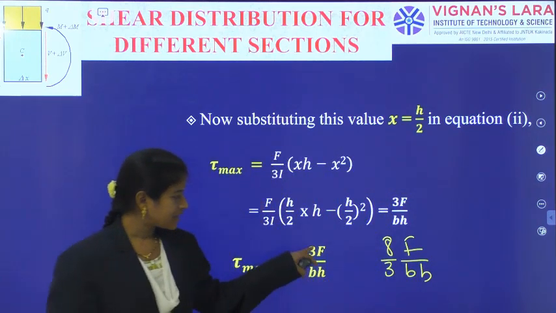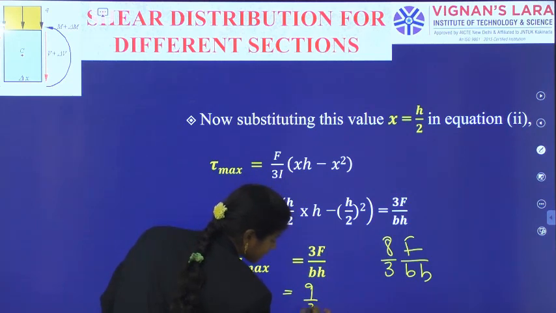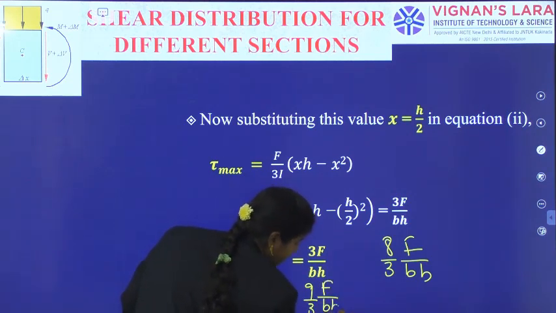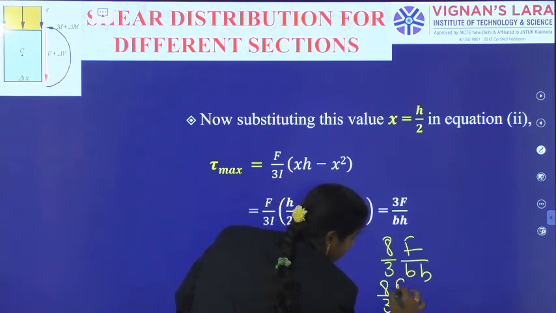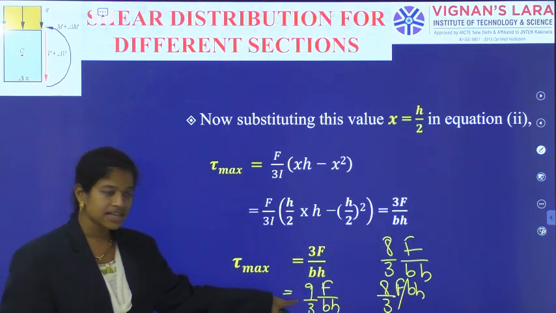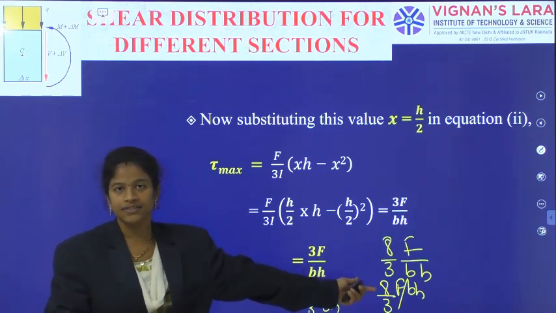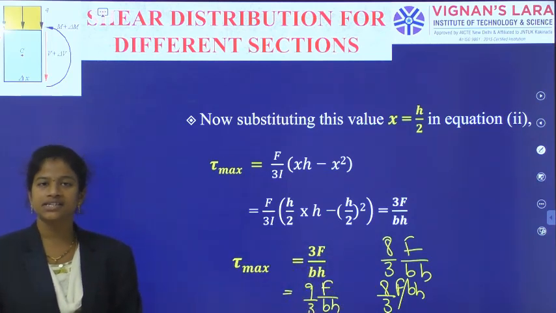So when you see, this is 9 by 3 times, so I can write this as 9 by 3 F by BH. This is 8 by 3 F by BH. Sorry. So compare these two. This is the higher value, or the 8 by 3 ratio you can also observe is lesser than the 3 value. Okay. So the maximum shear stress will be like this.